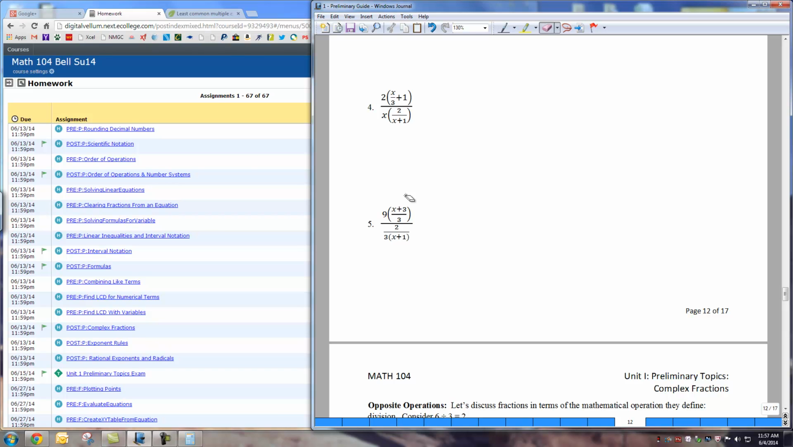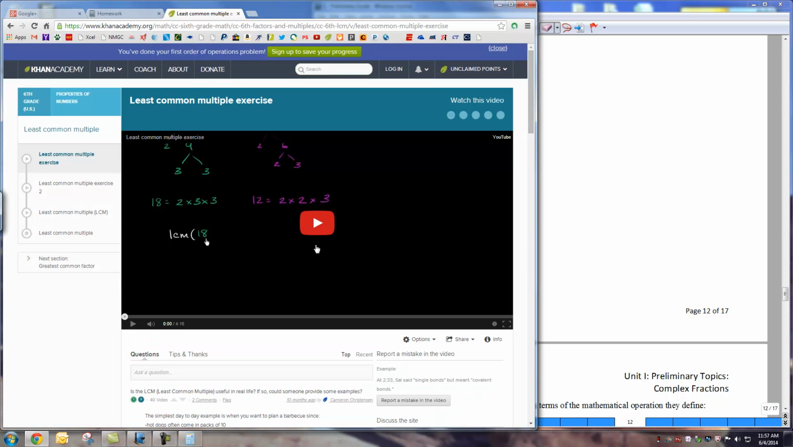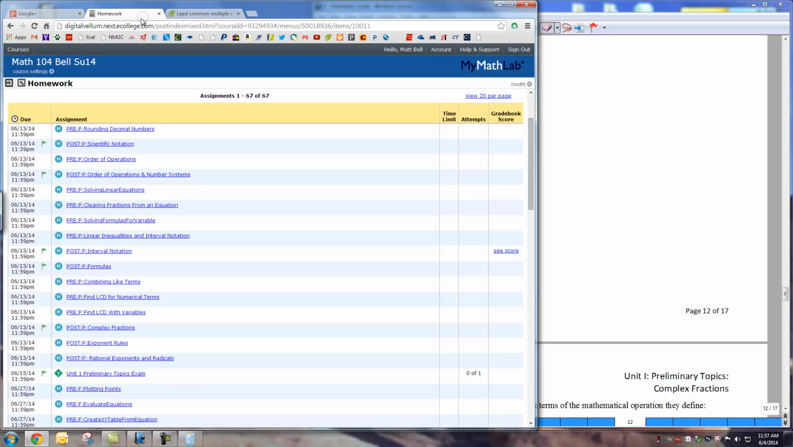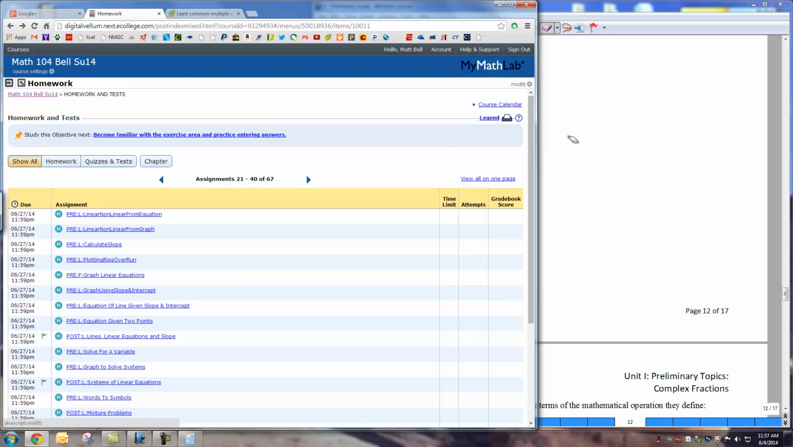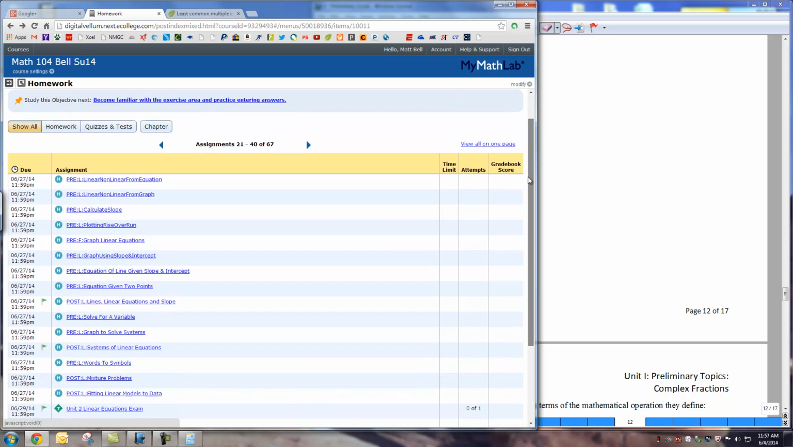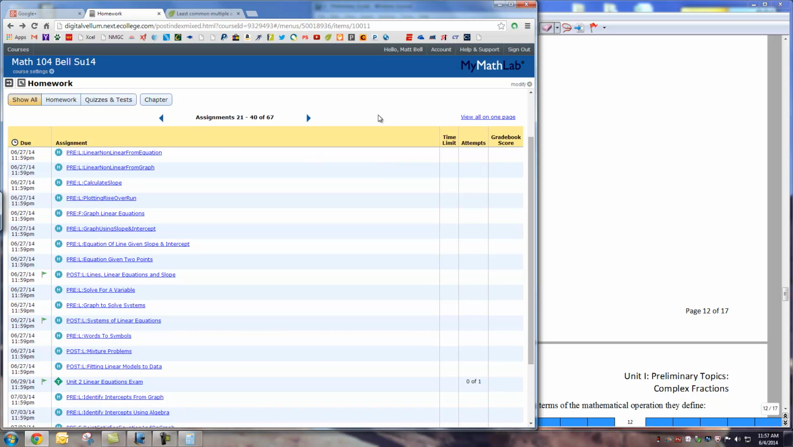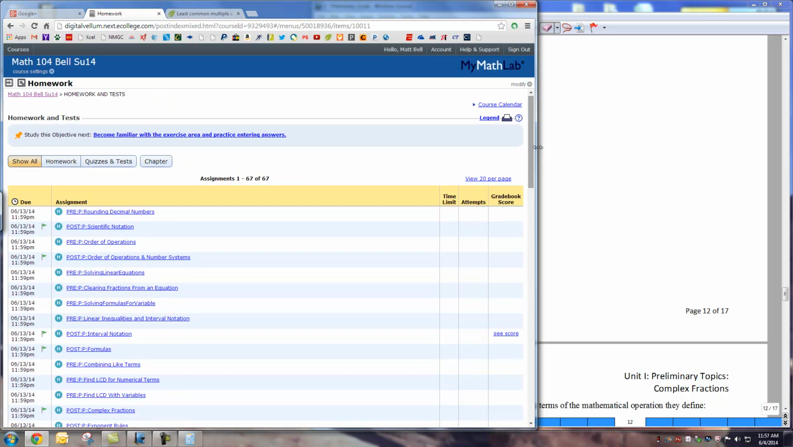Once again, if you need more help identifying that stuff, here are some very useful videos to help you find your least common multiple and then even a greatest common factor. Okay? Where a least common multiple is what both numbers go into, a greatest common factor is what value goes into both numbers. Right? Okay, so I'll show you all on one page. There we go.